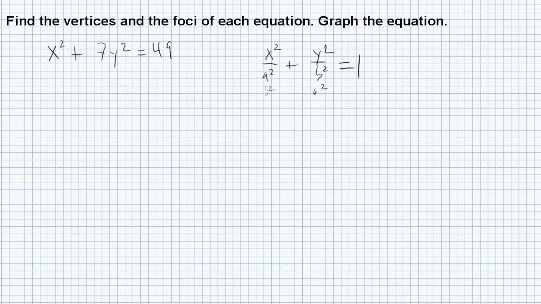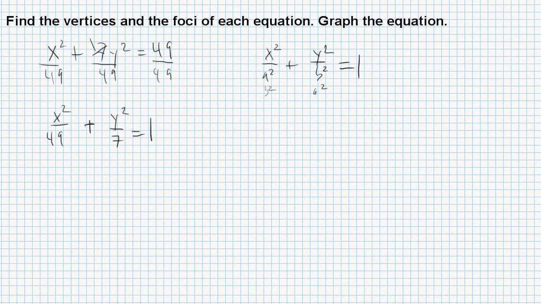We can see that in this form it has to be equal to 1, so I'm going to divide both sides by 49. What do we get? Over here we get x squared over 49 plus, the 7 cancels out and we get a 7 on the bottom, y squared over 7 is equal to 1. There we go, that looks like it's in standard form. There are no coefficients on the x squared and the y squared, and the constant on the right side of the equation is equal to 1.